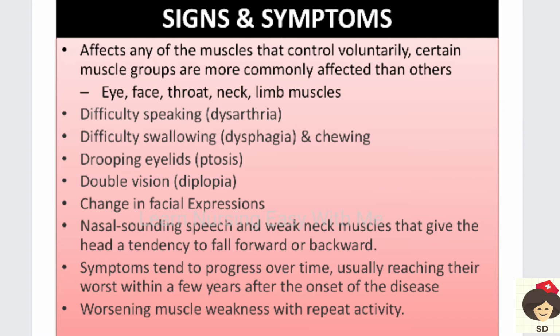In the ice pack test, a small ice pack is kept on the eye for 2 minutes, and if the drooping improves, then the patient has myasthenic symptoms. There will also be double vision, which is diplopia, and changes in facial expressions. Speech will be very mild, like nasal speech, and the neck muscles will become weak, so the patient cannot hold the head forward or backward, that is, the head will not be straight. Symptoms will progress over time and can become much worse in the next few years, and the patient will have worsened muscle weakness when they repeatedly do an activity.